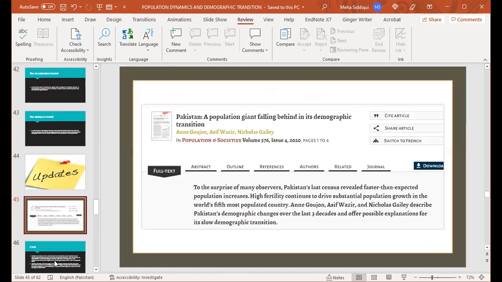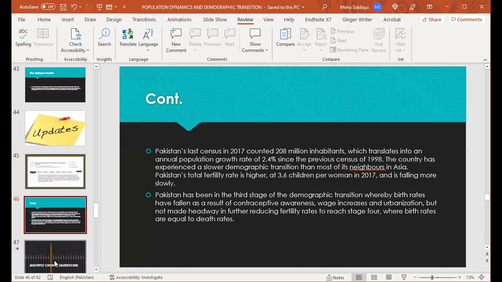Now, coming to the updates. This is an article that was published just last year on a population giant falling behind in its demographic transition. According to it, Pakistan's last census revealed faster than expected population increases. High fertility continues to drive substantial population growth in the world's fifth most populated country. The census done in 2017 revealed 208 million inhabitants, which translates into an annual population growth rate of 2.4% since the previous census of 1998.